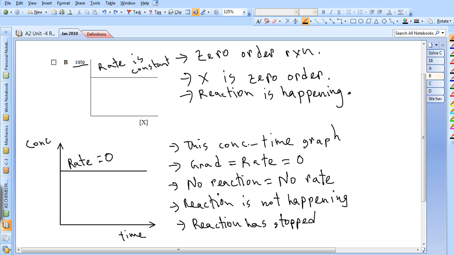Okay, so I hope that you have understood the concept regarding the option B. So B shouldn't be the answer. Here the order of x is 0, so it is a zero order reaction. So B shouldn't be the answer. Okay, so let us move on to C.